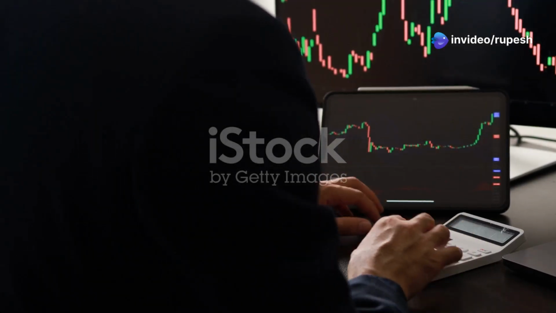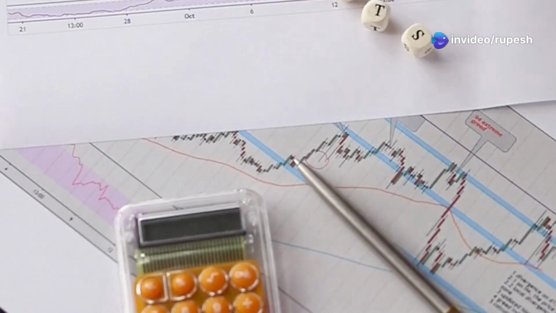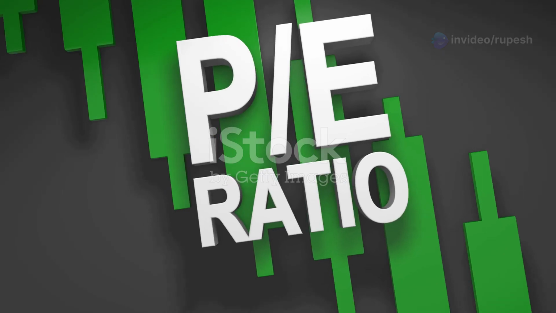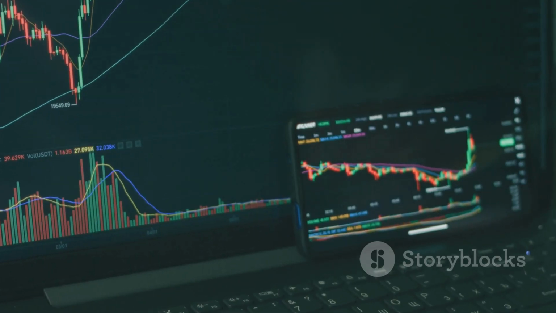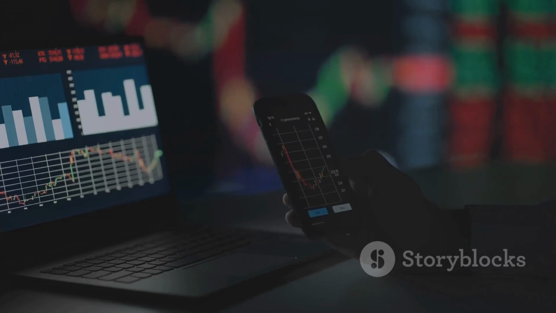The world of investing is full of numbers. Investors are always looking for clues. One number stands out. It's called the PE ratio. But what is it? And why should you care? Let's unravel this mystery together.